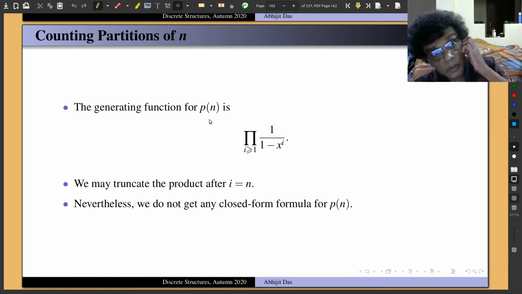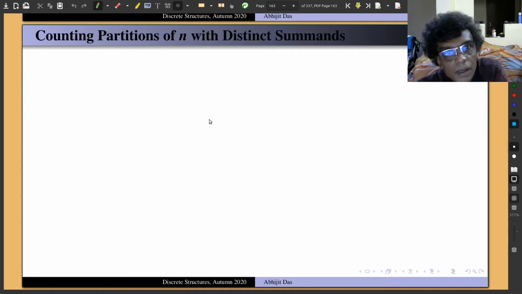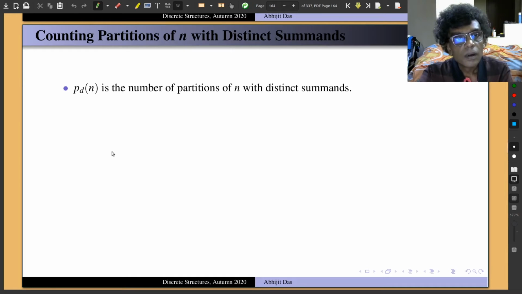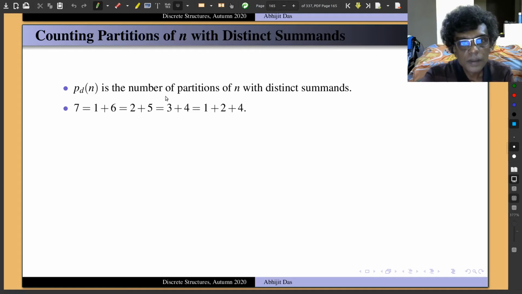Now, I consider two different types of partitions. For them also I do not have explicit formulas, but their generating functions are interesting. First, let us count the partitions of n with distinct summands. So here is an example. P_D of n is the number of partitions of n in which all the summands are distinct. So, for example, if I consider 7, these are the only possibilities: 7 itself, 1 plus 6, 2 plus 5, 3 plus 4 and 1 plus 2 plus 4. Therefore, P_D of 7 is 5.